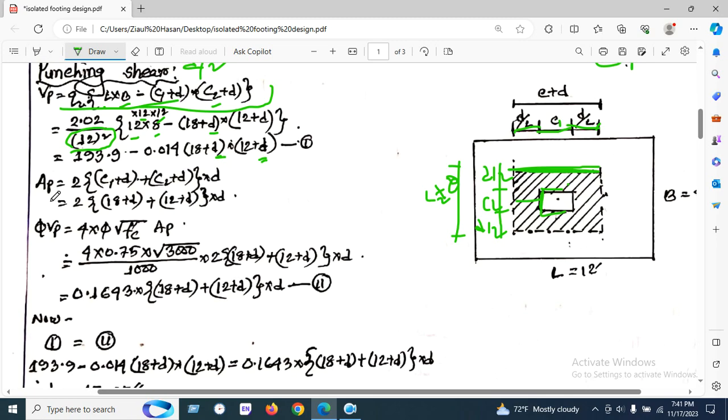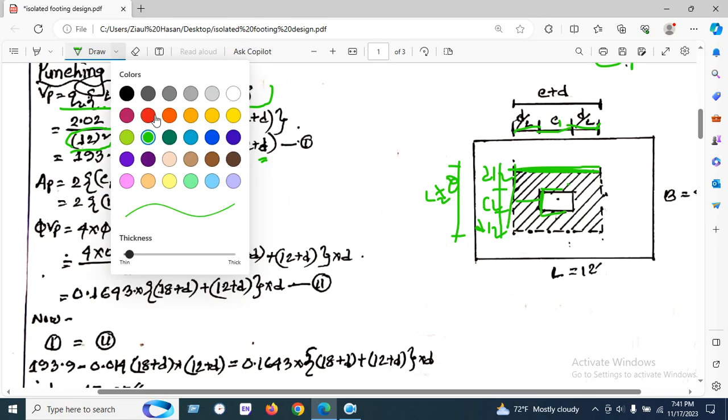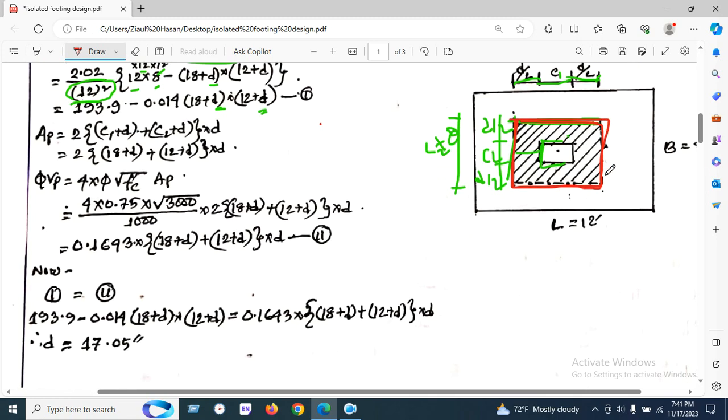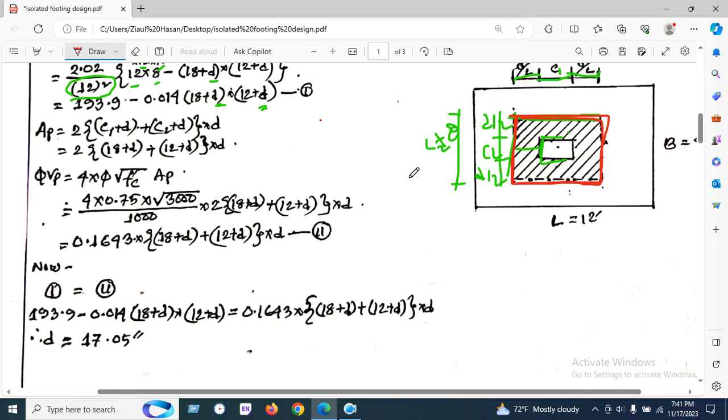So let's calculate the AP. AP means area of perimeter. The area of perimeter will be this portion. If I change the color, this portion will be the area of perimeter. At first we will calculate the perimeter length, and then we will multiply it to find the area of perimeter.